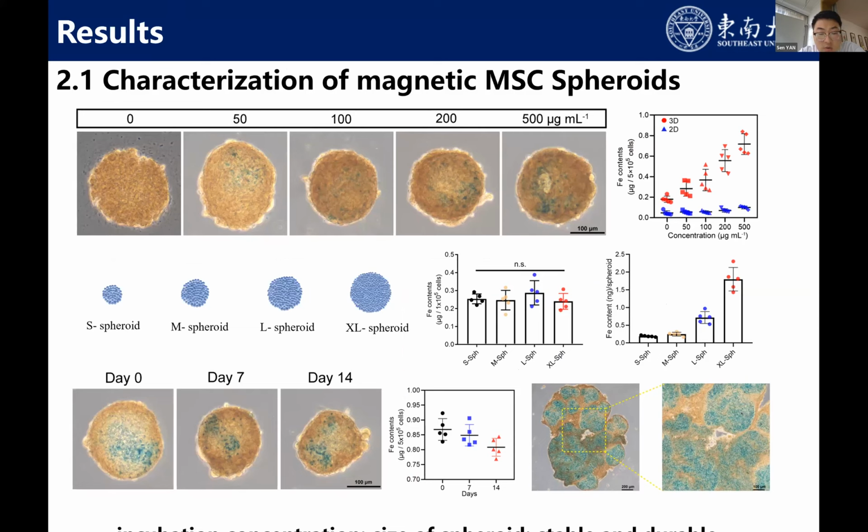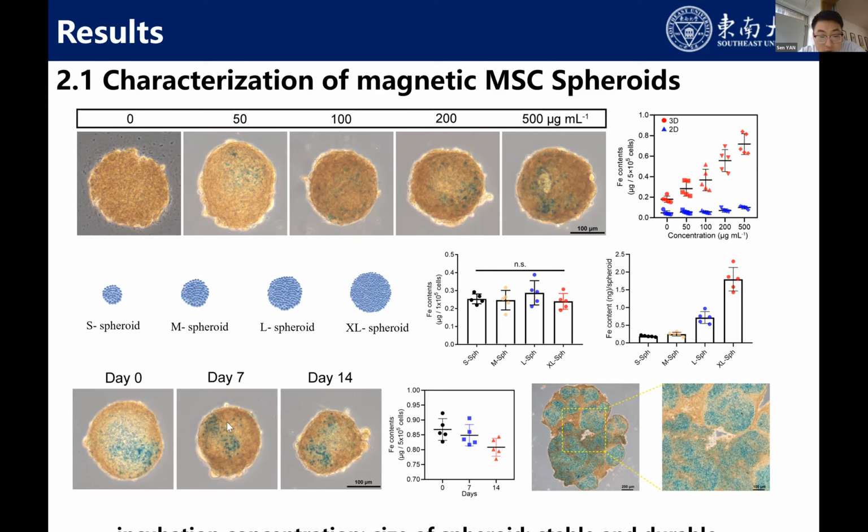Using this method, we changed the incubation concentration of ferumoxytol and adjusted the size of the spheres. Staining and the iron quantification method, ICP, showed the iron content of spheres can be adjusted by controlling the concentration of ferumoxytol and the size of the spheres. Higher concentration and larger size of spheroid can load more ferumoxytol.